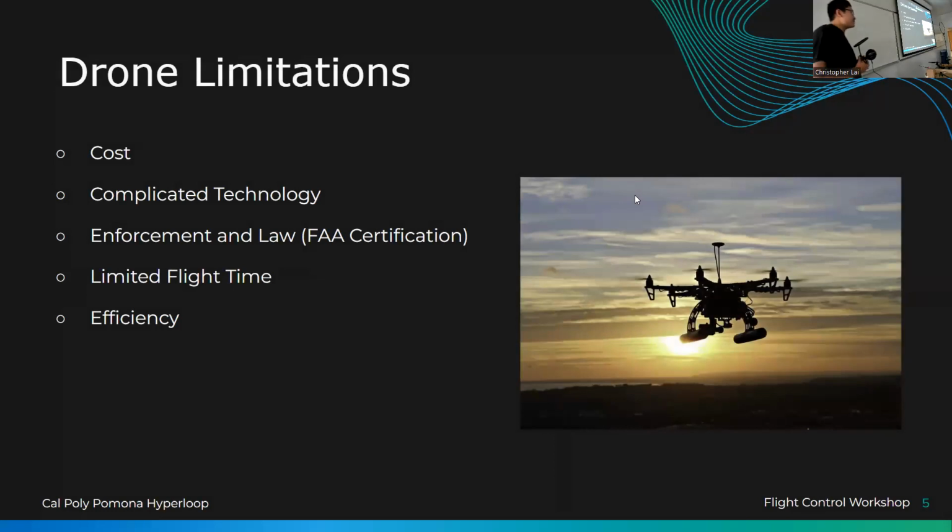Okay, so now that we talked about all the things that the drones can do, the big question is, why don't we already use these drones in today's society? If there's so many great things we can use drones for, why don't we already use them? Here's a list of reasons why. First thing is cost. Drones are expensive, like crazy expensive.